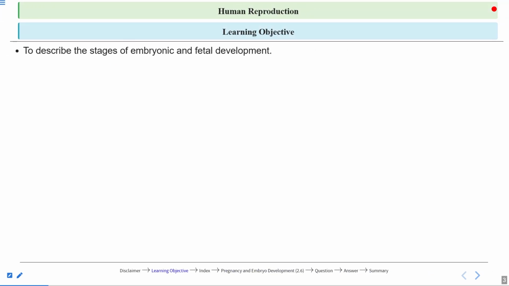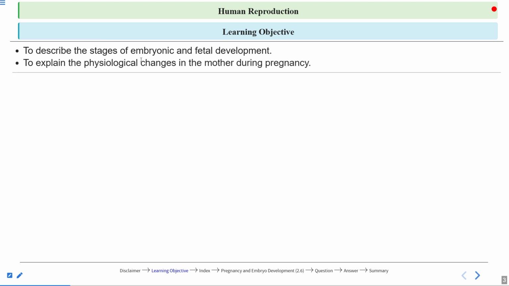So what are the objectives of today's session? What will we learn and understand today? First, to describe the stages of embryonic and fetal development. So we will discuss what stages there are during embryo development. The next is to explain the physiological changes in the mother during pregnancy, meaning which hormones are released and what the functions of these hormones are. So we'll talk about this also.